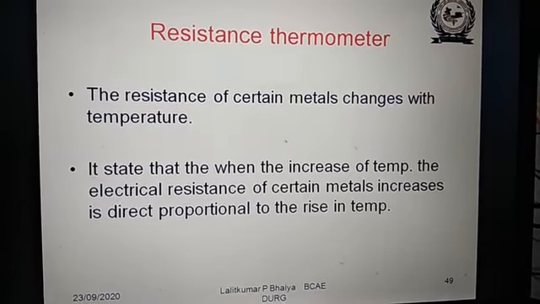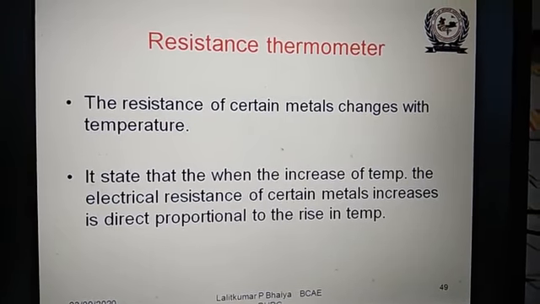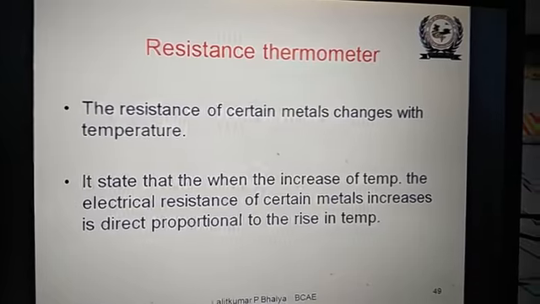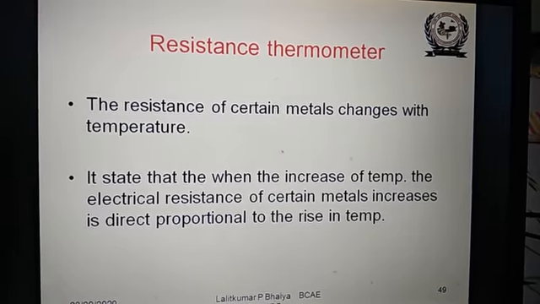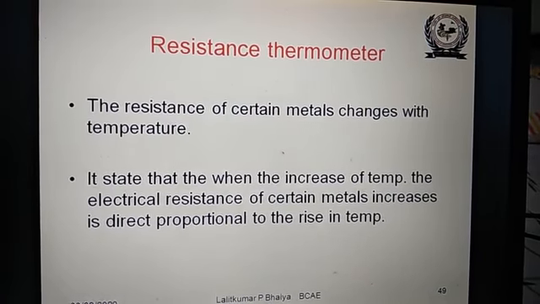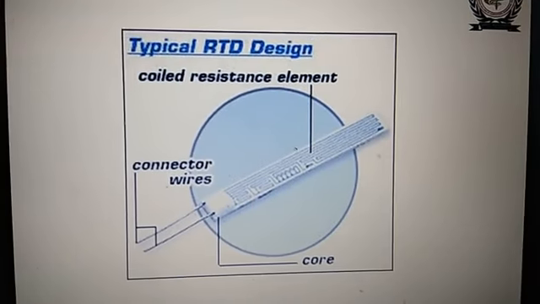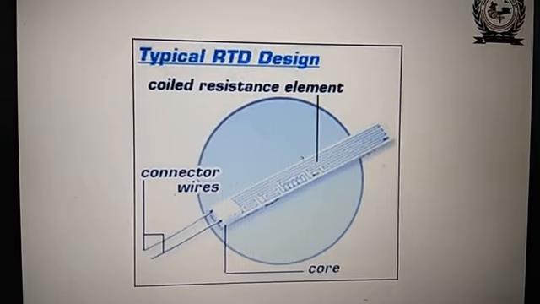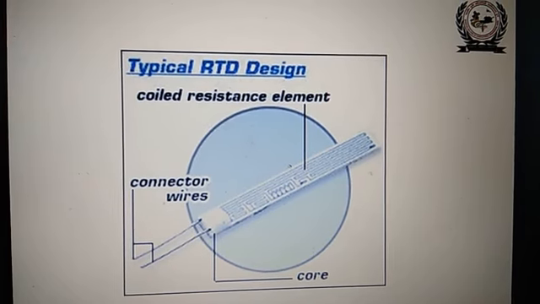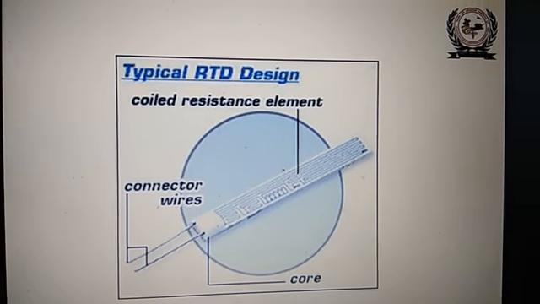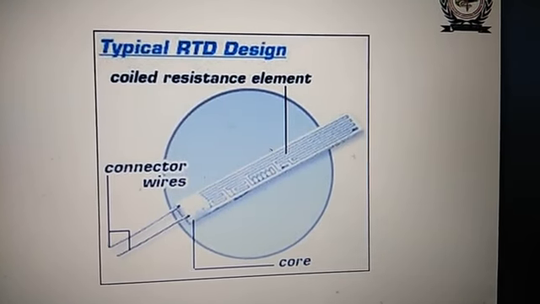It states that when the temperature increases, the electrical resistance of certain metals increases in direct proportion to the rise in temperature. For example, the resistance thermometer detector, RTD, resistive temperature detector. RTD, you can see this is the resistance thermometer.